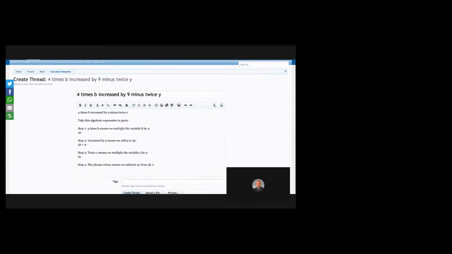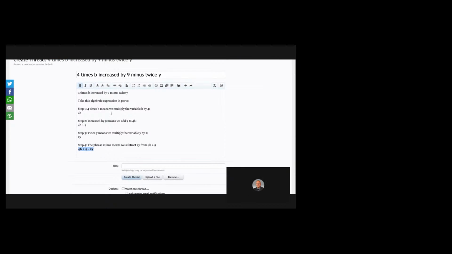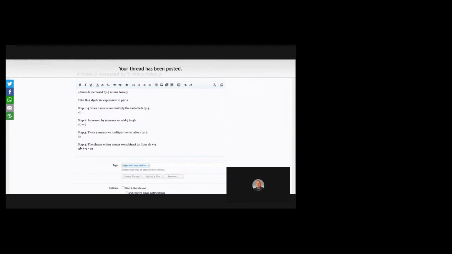from 4b plus 9. 4b plus 9 minus 2y. And that, my friends, is the answer. So we were able to knock this out in 4 steps. This is step 1. This is step 2. This is step 3, and then the minus glues them all together for the final answer. So we got algebraic expressions. Done.